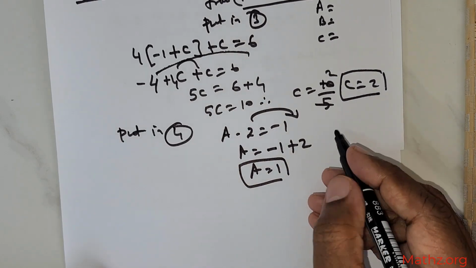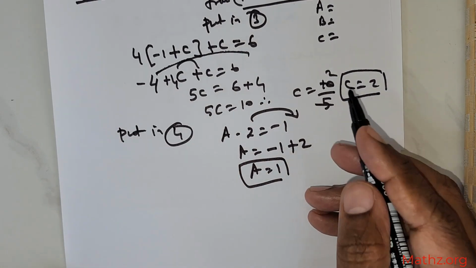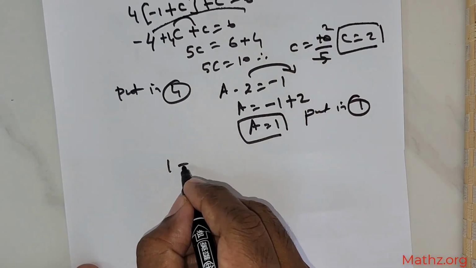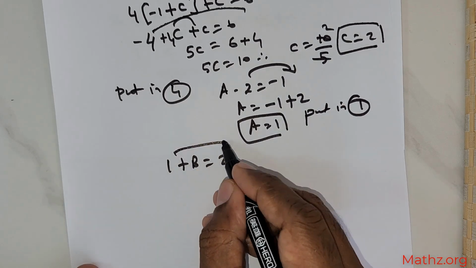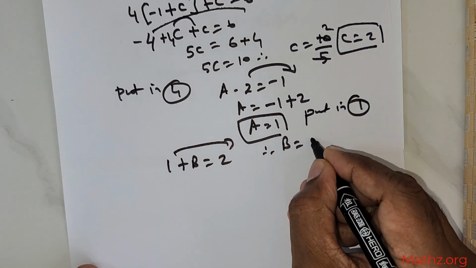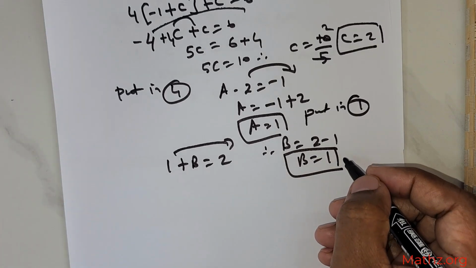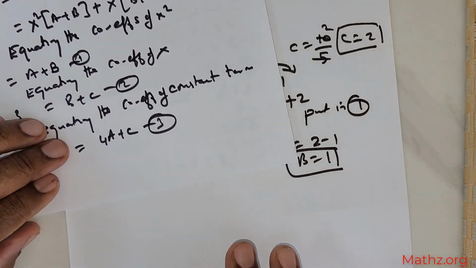So I got a, and I need to get b now. So you put this in 1. So I get 1 + b = 2. Push this to the other side. So therefore b = 2 - 1. So b = 1. So I've got b = 1, a = 1, and c = 2.